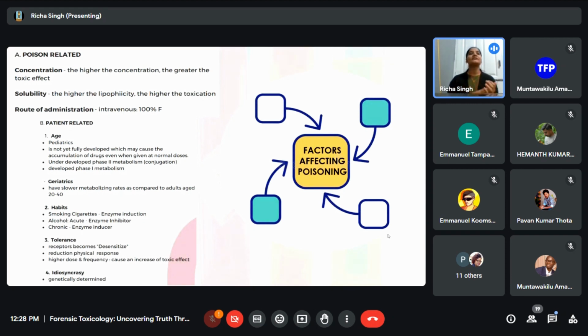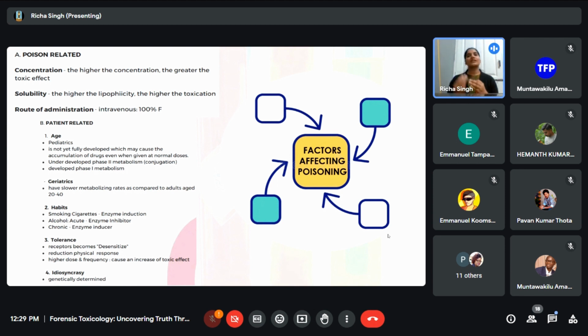Now, solubility. The higher the lipophilicity, the higher the toxicity. As our body has lipophilic regions, when the drug or the poison is lipophilic, it gets soluble in them, and because of it, it leads to more toxicity in the person. But if a drug or a poison is hydrophilic, the toxicity level gets decreased. Then route of administration. By what route was the drug given to the person?